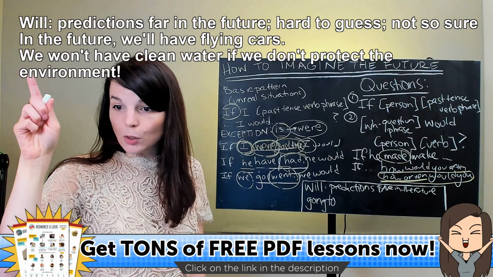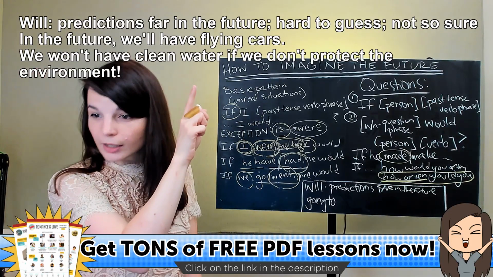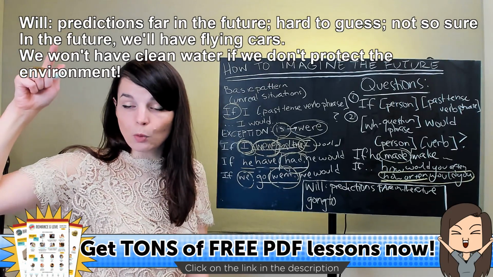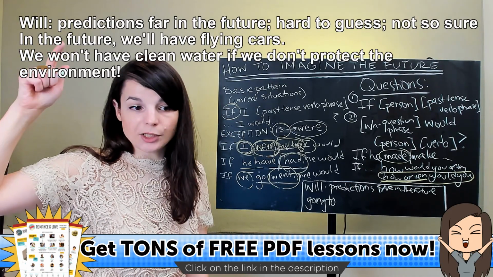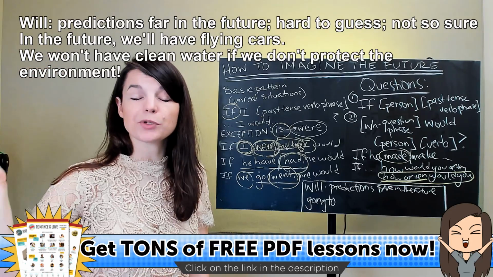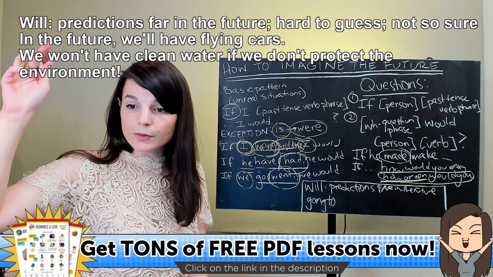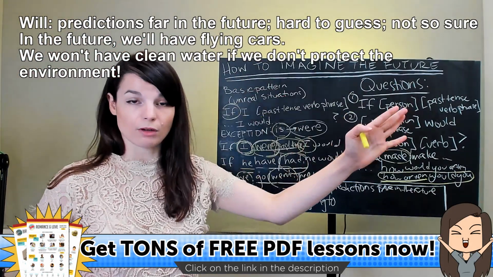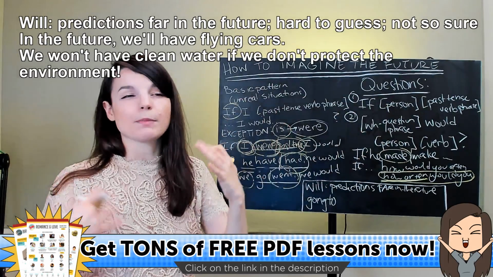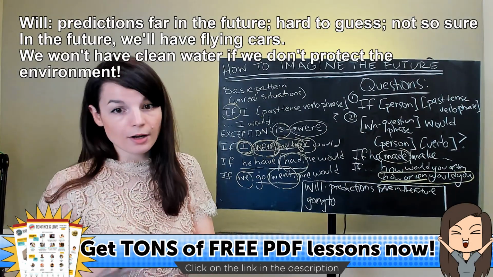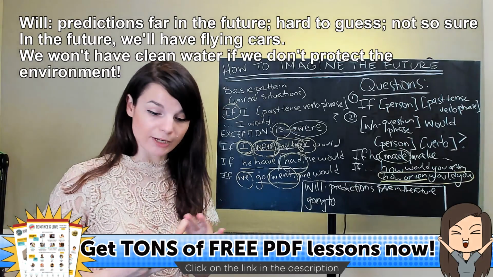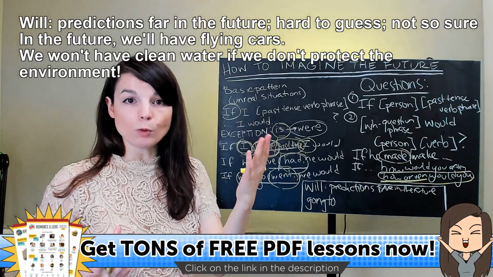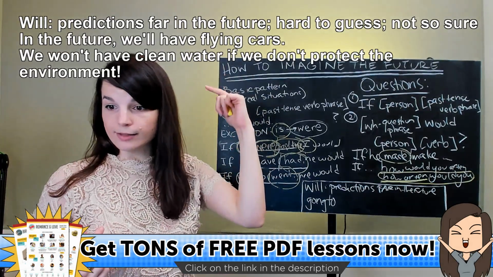Here's a negative then. We won't have clean water if we don't protect the environment. So these two sentences use will and won't to make a prediction, to make a guess about the future. We use these, as I said, far in the future. Far in the future means a long, long time in the future. And we use these for things maybe it's hard to guess, we're not sure, maybe we don't have all the information or a lot of information. So you can use will and the negative won't, will not, in these cases.